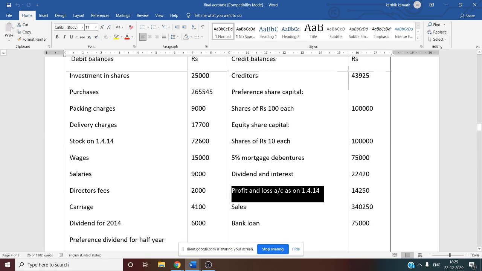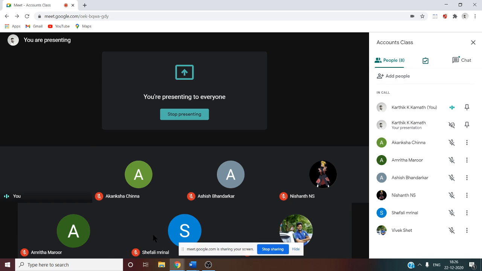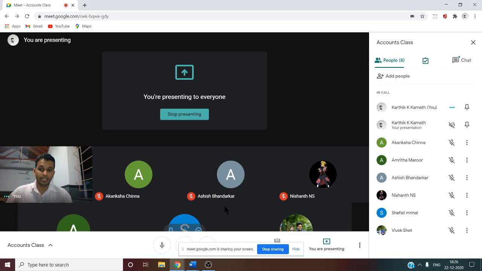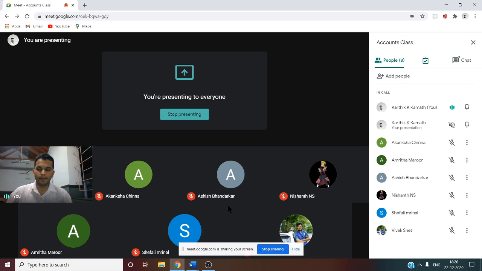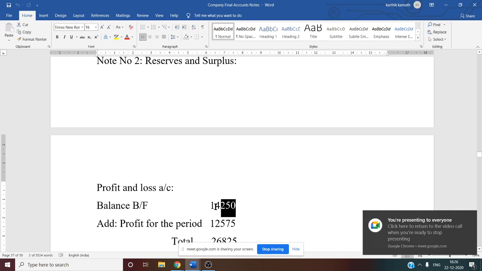See now, credit side profit and loss account as on 1/4/2014, 14,250 information is given. Credit side P&L means whether there is a profit or a loss to the company. Here it is a profit to the company, so it is a positive balance. Sometimes they will give debit side information of P&L. In that case, there is a loss to the company, negative balance. So here in this problem, positive balance, so directly 14,250 we can write by seeing the trial balance.